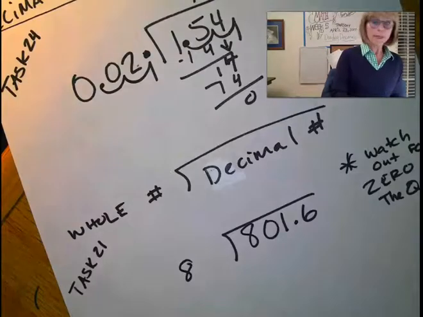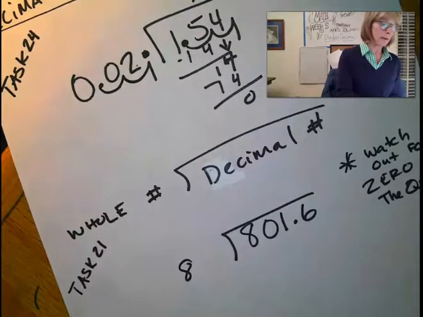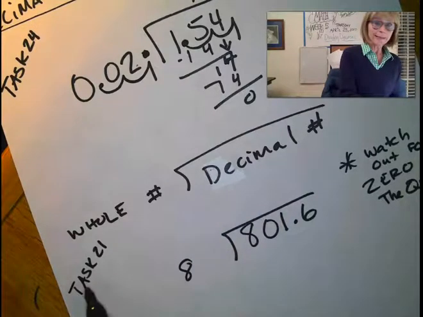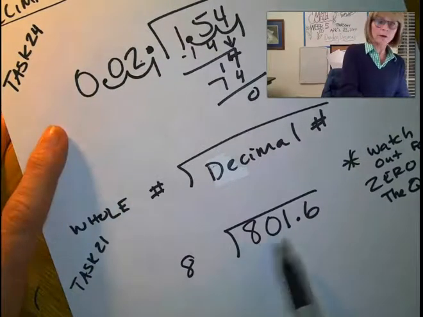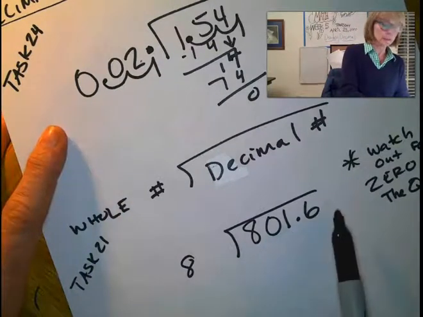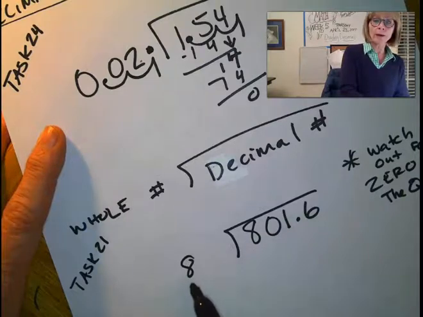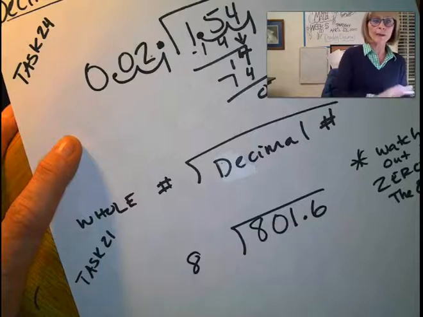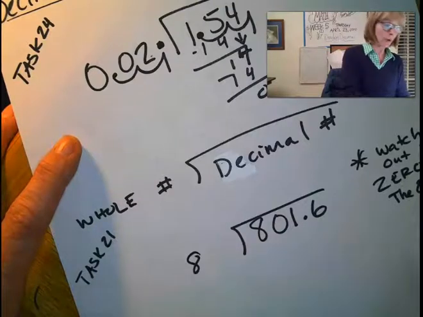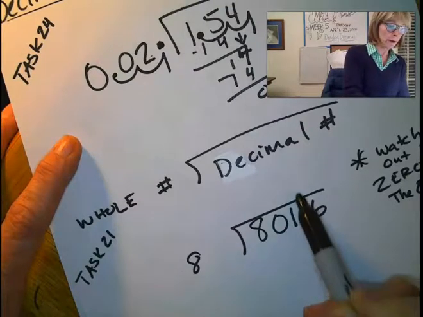Okay, the next type of problem that you're going to have is a decimal number divided by a whole number. On task 21, you have that exact situation. You have 801 and 6/10 divided by the whole number 8. Now this is dividing by a whole number, so I don't have to worry about shifting those decimal points. I'm just going to take this decimal point and go straight up.